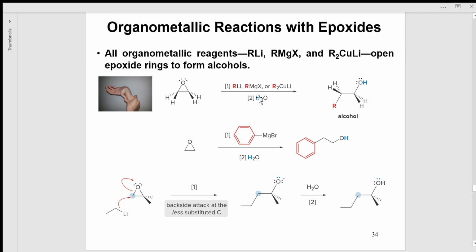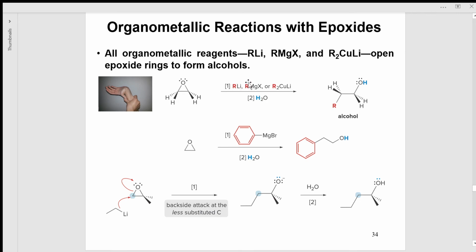that even the less reactive cuprate reagent can open up the epoxide ring to form an oxygen anion first, then protonation of the oxygen anion gives the alcohol molecule. This is more like an SN2 type of reaction. The carbon here, which bears positive charge, will be attacked from the backside of the leaving group. In this case, the R will attack this carbon actually.